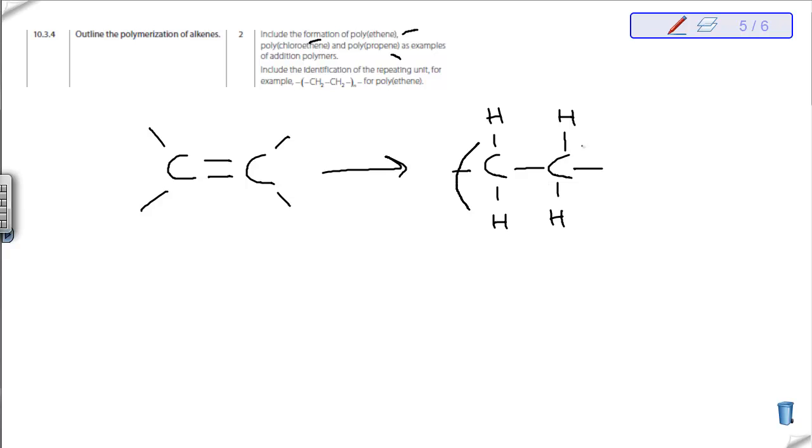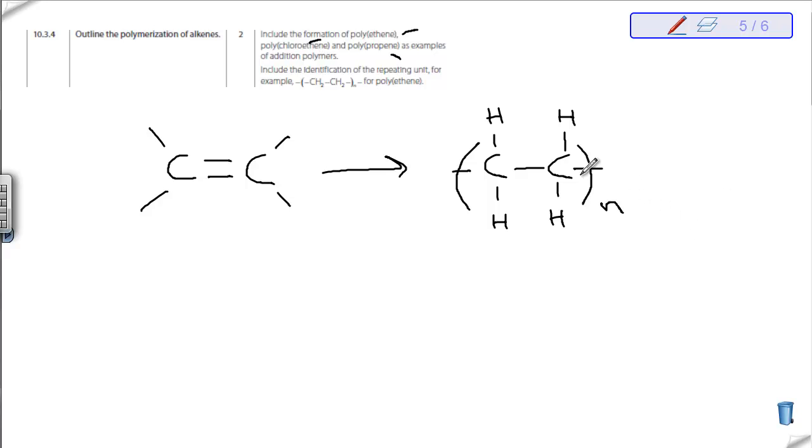Typically, this is the symbolism you'll see. You see it here at the top, where this symbolism is telling us that this is the subunit repeated n number of times, and it could be hundreds, thousands of times, depending on the particular chemistry involved.